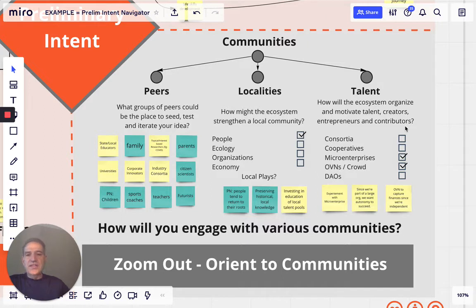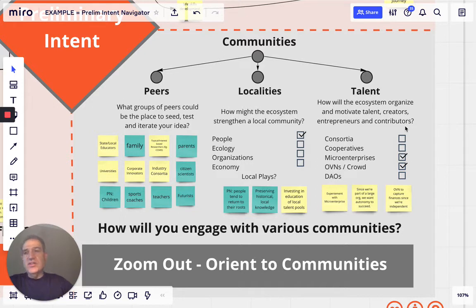And so we like to think about three major types of communities that you need to think about when you're thinking about ecosystems that you want to engage with. So the first one is around peers. So this is largely looking at the use cases, kind of micro markets or interest-based communities that have some need that your platform or ecosystem could meet.